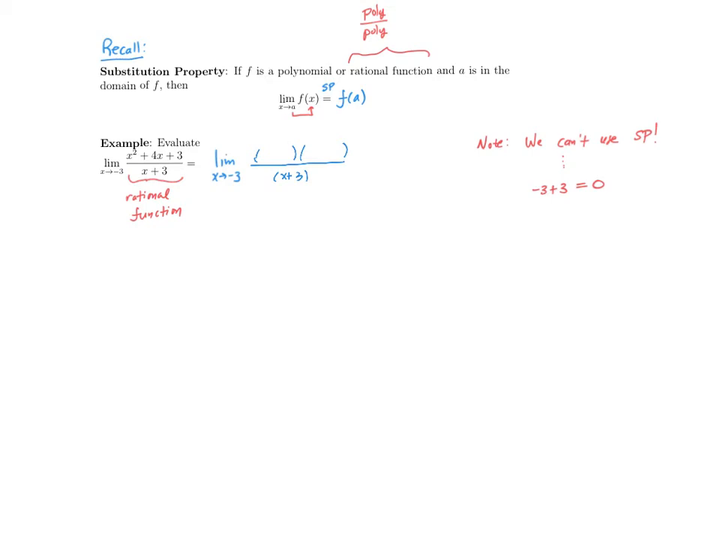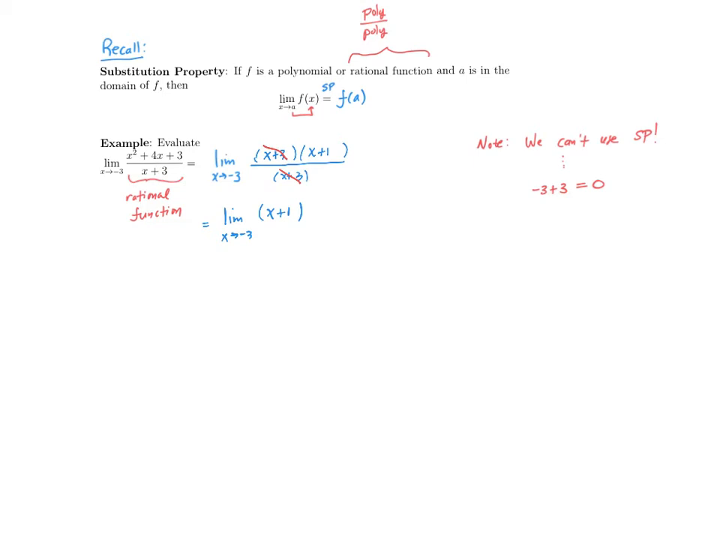And assuming that you've done so, if not, pause the video and factor it, what you'll find is that quadratic factors as x plus 3 times x plus 1. And note that x plus 3 in the top cancels x plus 3 in the bottom. So this becomes the limit as x approaches minus 3 of the function x plus 1.